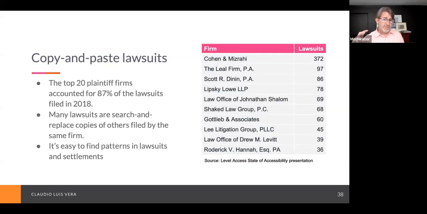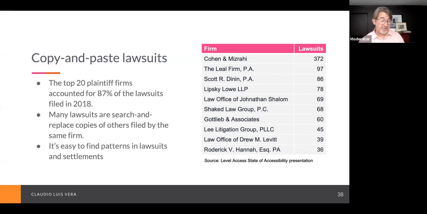So there are some law firms that are incredibly active when it comes to filing lawsuits. The top one is Cohen and Mizrahi out of Brooklyn, New York. In 2018, they filed 372 cases. Last year, the caseload was about 1 hour that were being submitted to federal courts. So these, the top 20 firms, plus a couple that didn't quite make it into the list here, accounted for 87% of the accessibility lawsuits that were filed.